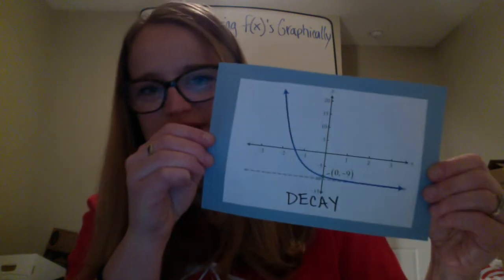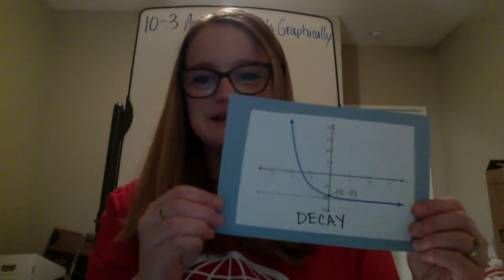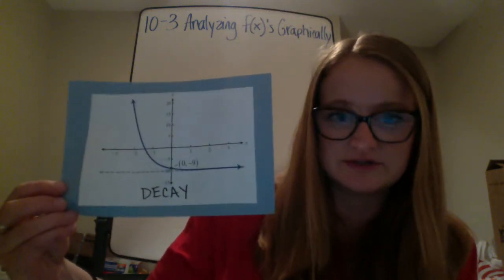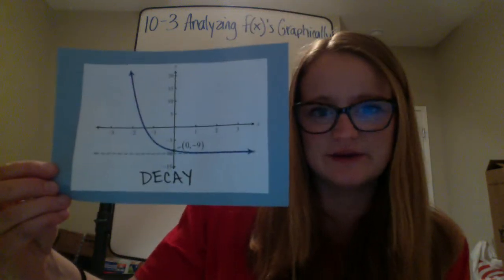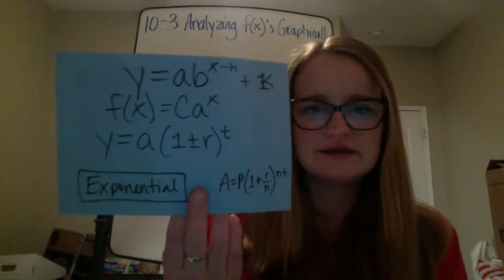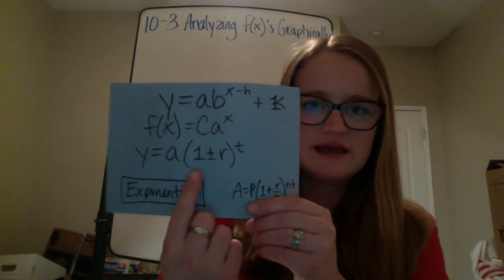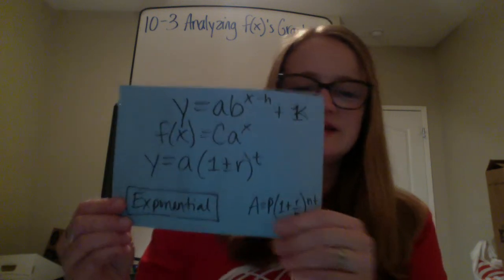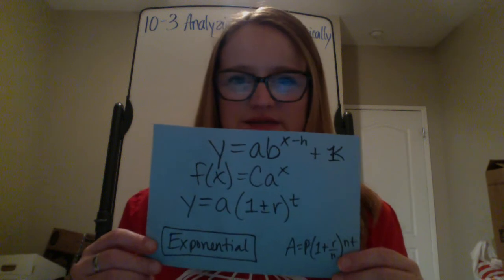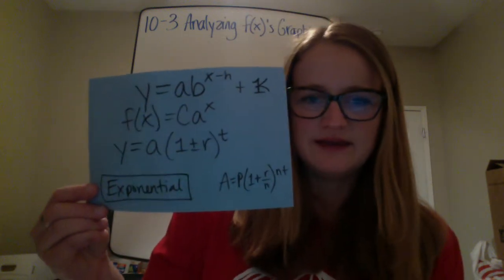So this one is decay, still exponential, and it is going in the opposite direction. So it's showing exponential decay instead, unlike the other one. This one has the same formulas. Remember with growth and decay, that's why I have this plus or minus. The plus or minus is because the plus and minus determined whether or not it was growth or decay.